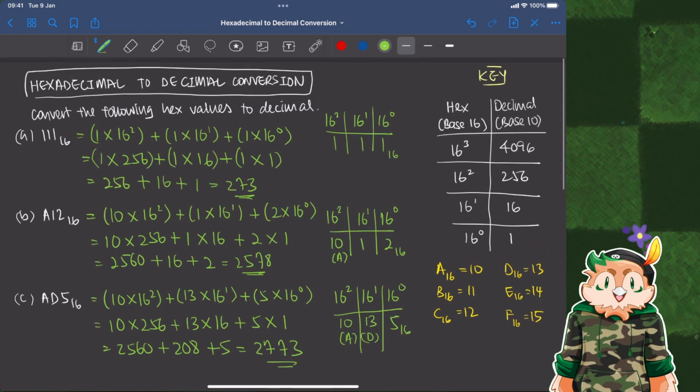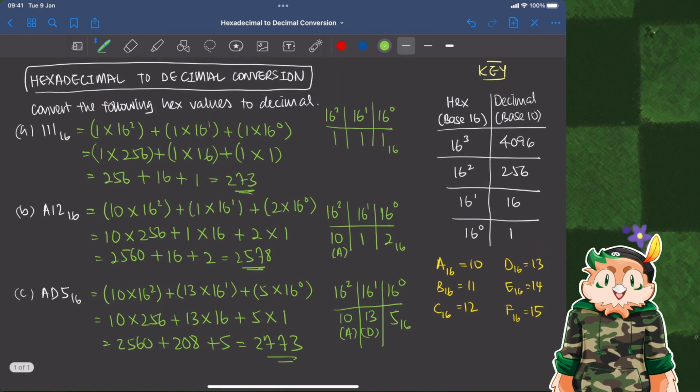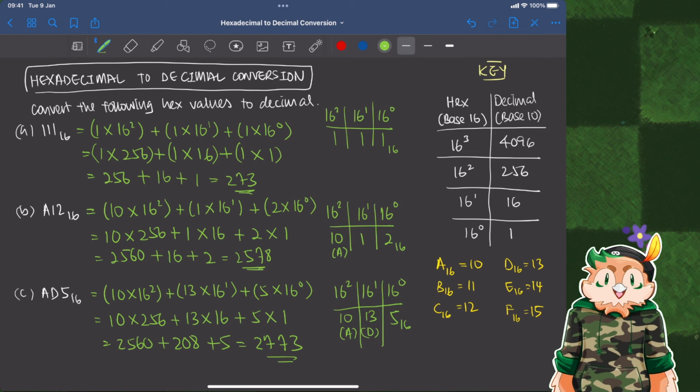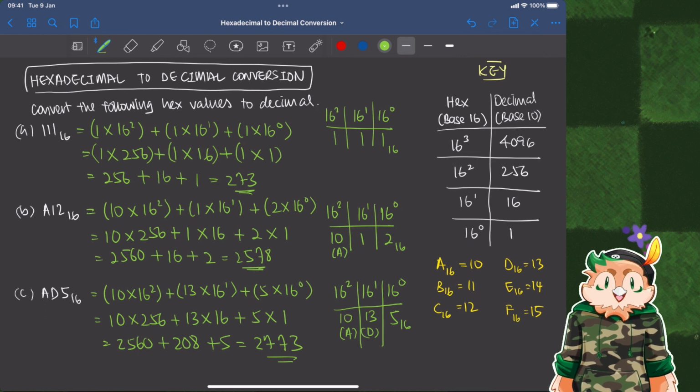This is your answer for this question. AD5 base 16 is equivalent to 2,773 in the decimal number system. And there you have it. This is how you convert hexadecimal numbers into decimal.